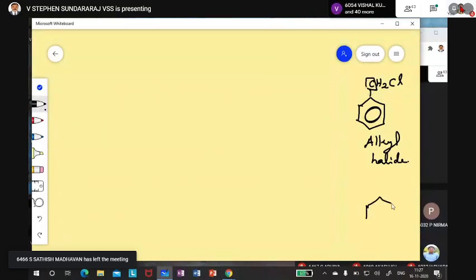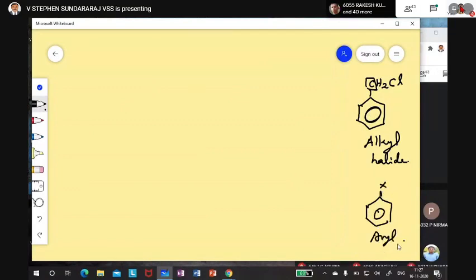Here it is an aryl halide, because the halogen should be directly attached to the ring. This is an aryl halide, but this is not benzyl. This is only benzyl halide, so this is an alkyl halide. The name is benzyl.